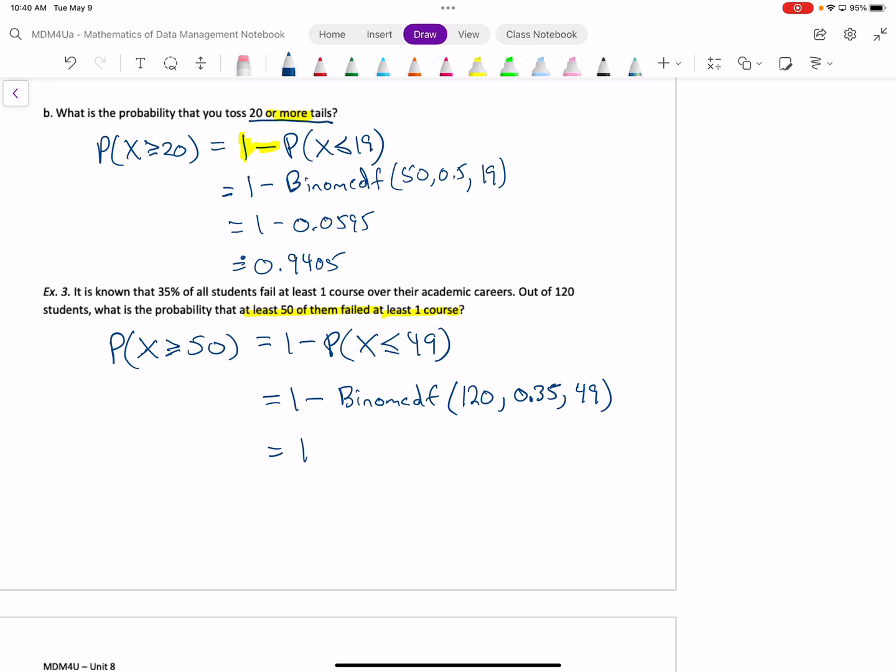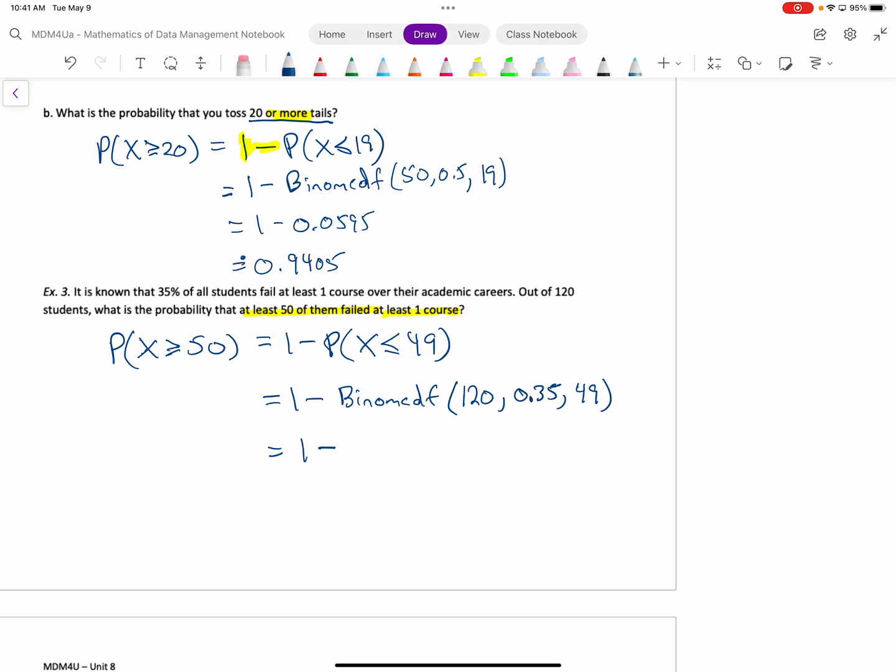Because it's asking for at least 50, which really, if you think about that, at least 50 includes 50. So it's 50 or greater. Okay. So that's why it's minus 1. Yeah, that's why it's 1 minus the complement. You're taking everything and minusing what it's not. Exactly, you got it. So I plug that in, and you can try that.